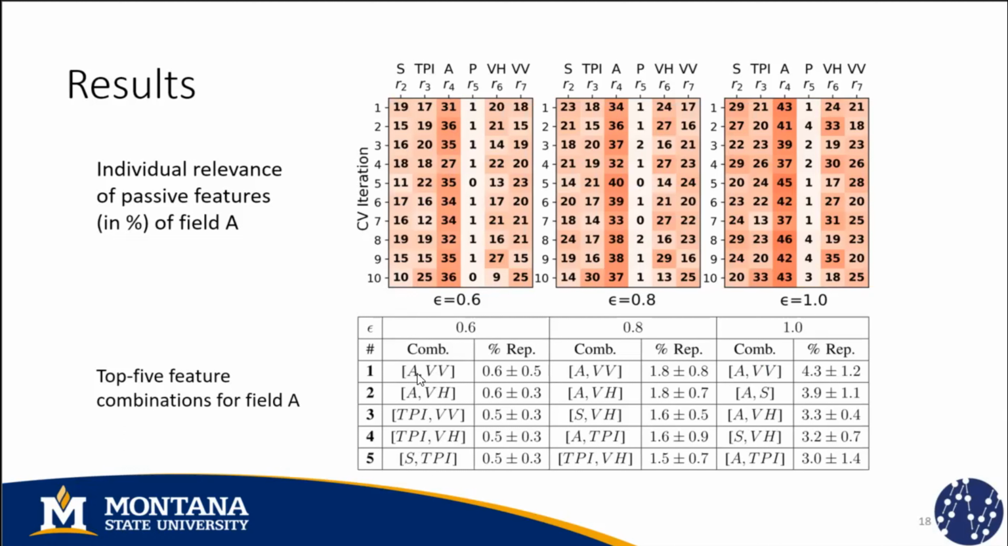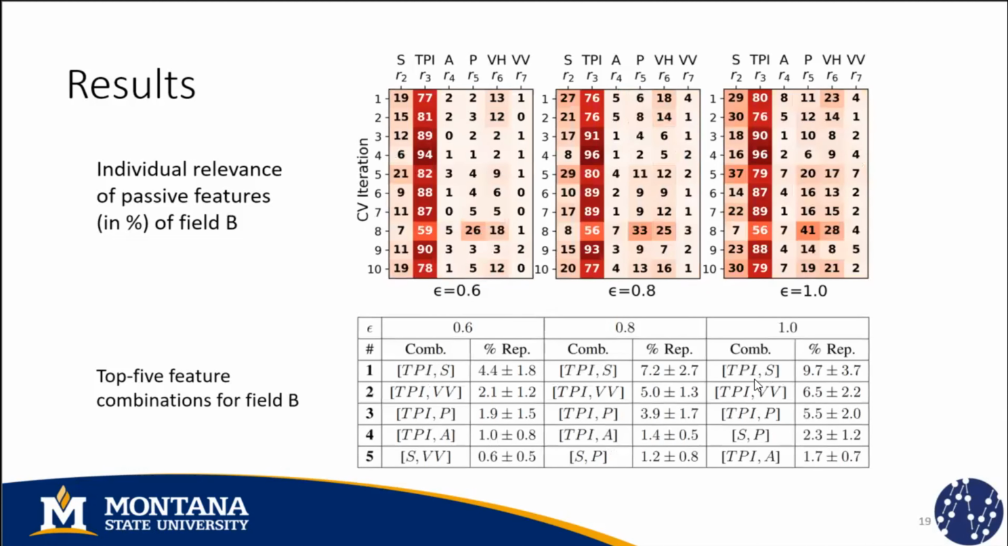From here, we also learned that the most useful combination is the aspect with the VV variable in the 3 cases. In contrast, the experiment for field B showed that the most important variable is topographic position index, TPI, which is related to the ruggedness of the terrain, followed by the terrain slope. The difference is that field B is located on an almost flat terrain, and the most important factors are the variables that influence fertilizer runoff, which are TPI and slope.